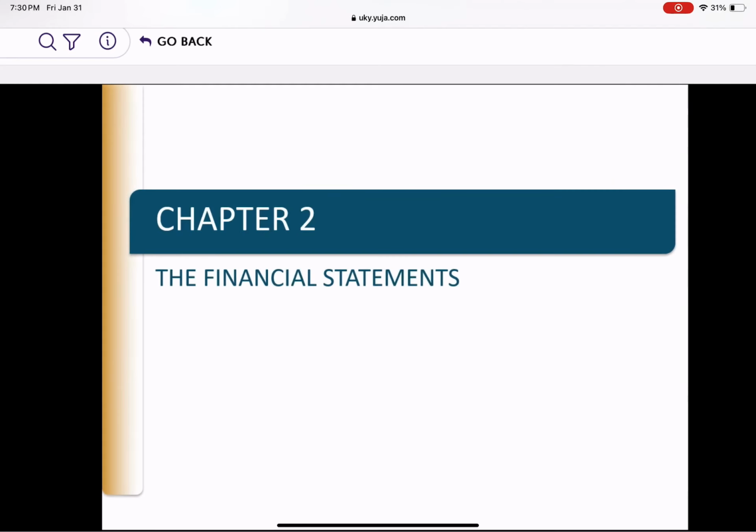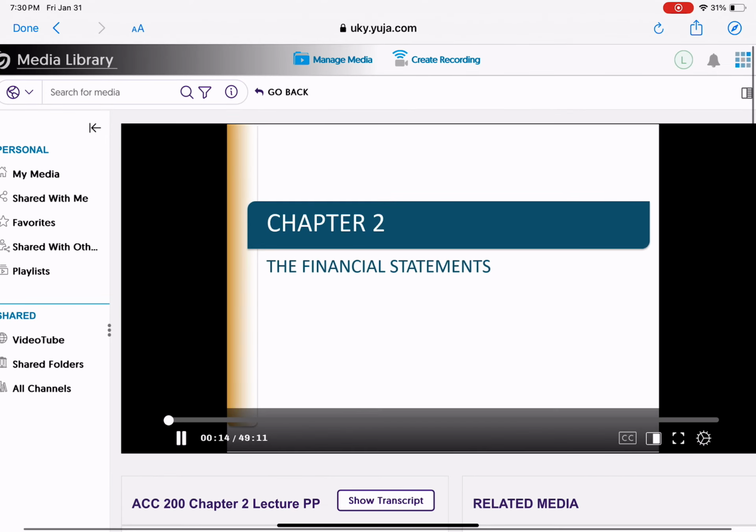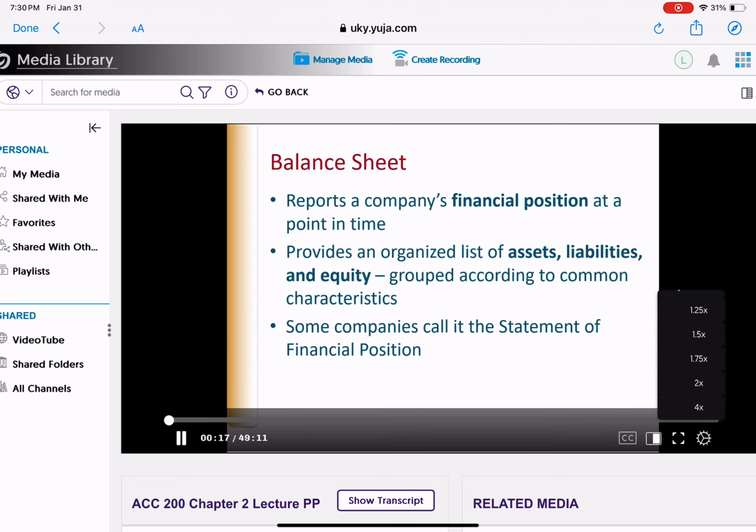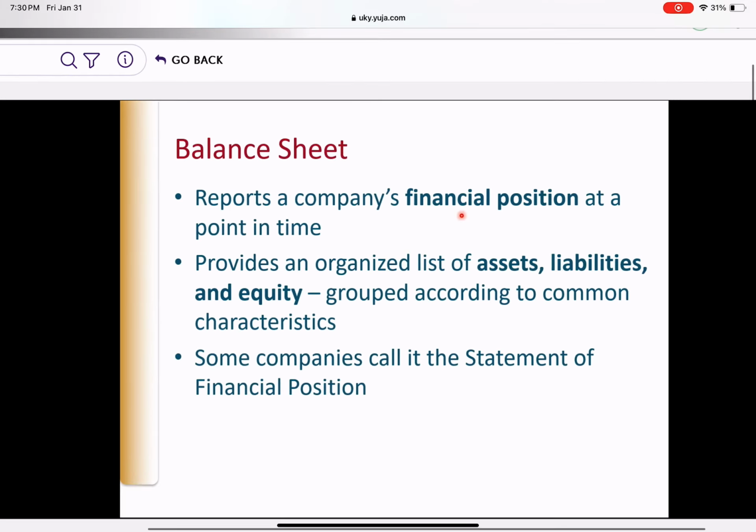Area, and we'll go a little bit in more detail. Let's review a little bit with regard to the balance sheet here. First of all, it reports a company's financial position, and that's why some companies actually call it the statement of financial position. And as you know by now, you have your assets, liabilities, and stockholders' equity listed on the balance sheet. And in more detail, we'll talk about breaking down assets between current and long-term, and the same with liabilities.